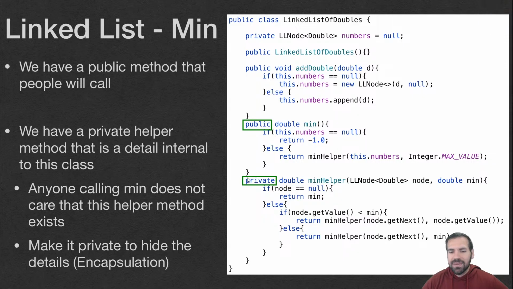And nobody has to care that we have this private helper method. Anybody calling the min method doesn't even have to care that we used recursion or anything. So make it private, encapsulate the details, and then have a public-facing interface for other people to call your code. They'll call it through the min method that takes no parameters. They don't care that we have this helper method that takes 2 parameters and sets up recursion. Hide the details.